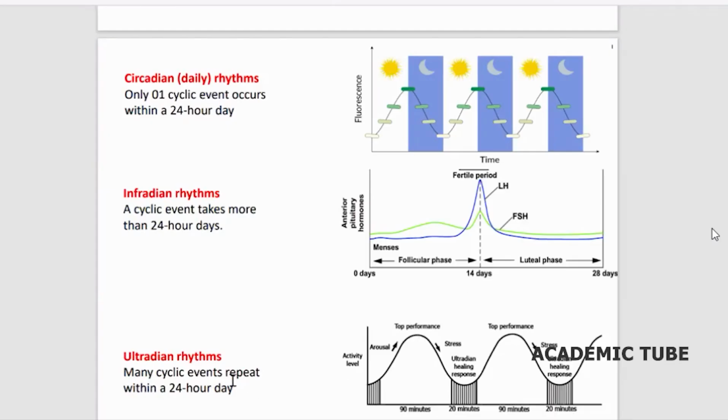When you consider the performance of a person, right? We perform very well within a period of 90 minutes, but then gradually we become exhausted, say for about 20 minutes, and during this time we become somewhat less active, and we become active again. Then again we become less active and become active again. So this is an ultradian rhythm.